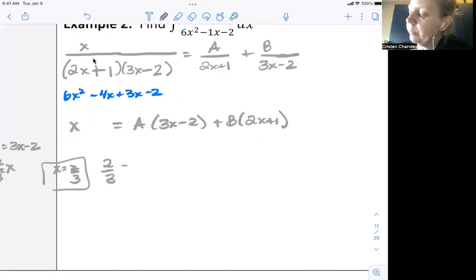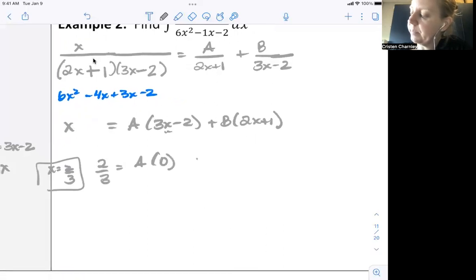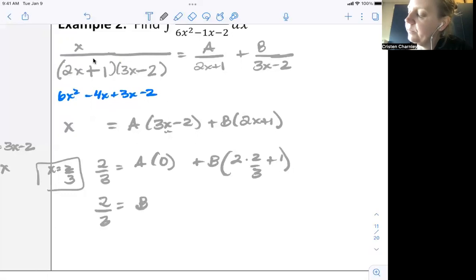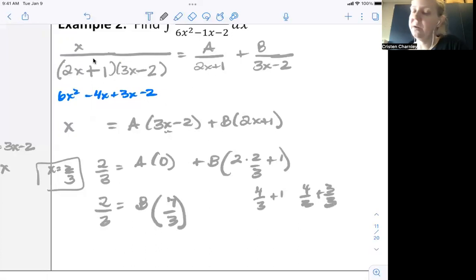So 2/3 is equal to a. Now I know when I put 2/3 in for the first x, this will be 0. Plus b, another fraction, but that's okay. 2/3 plus 1. So 2/3. The first piece is 0. 4/3 plus 1 is 7/3. Had to think about that for a second. Or 8/3. Goodness gracious, it's too early for math. Okay, yeah, 7/3. And then to solve for b, we would multiply by the reciprocal.